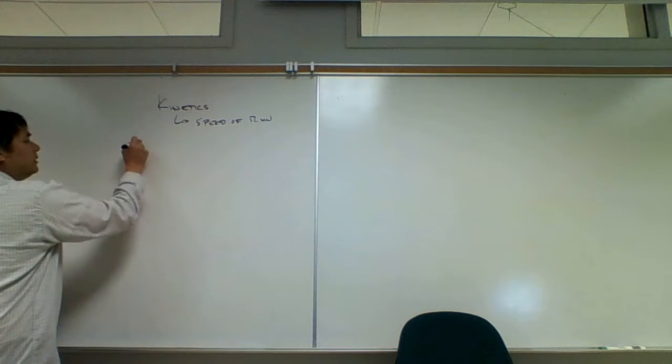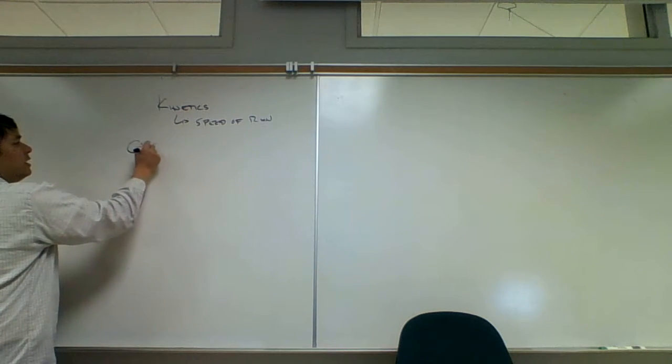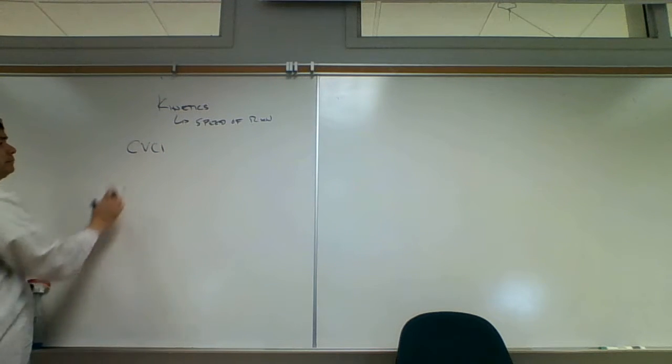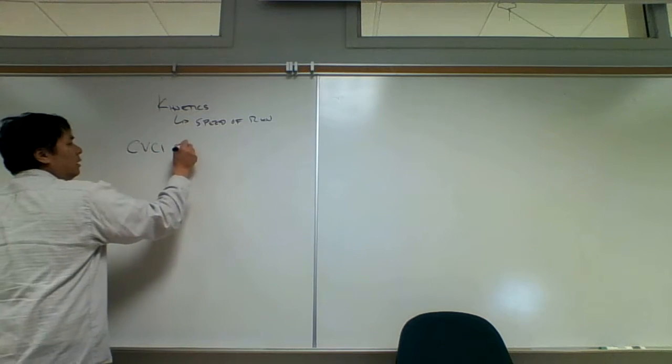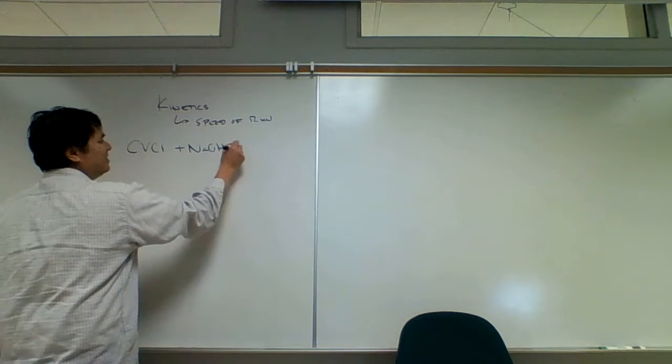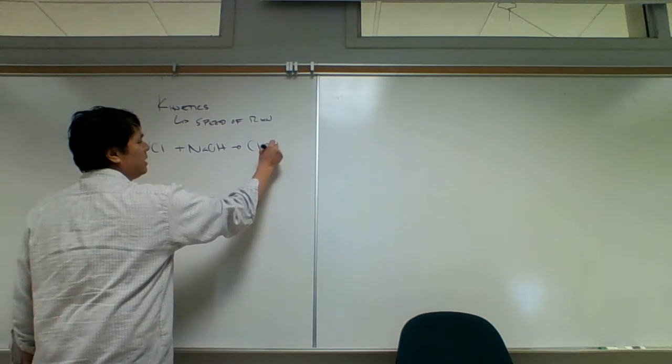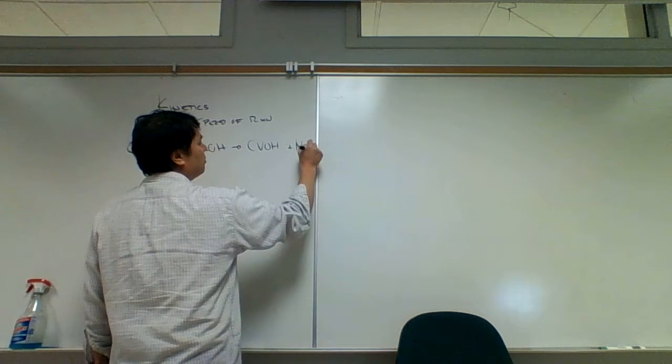And the reaction that we're going to look at is crystal violet chloride. Crystal violet is just given the abbreviation CV. It's a very long formula. It's an organic cation plus sodium hydroxide. And this is going to make crystal violet hydroxide and sodium chloride.